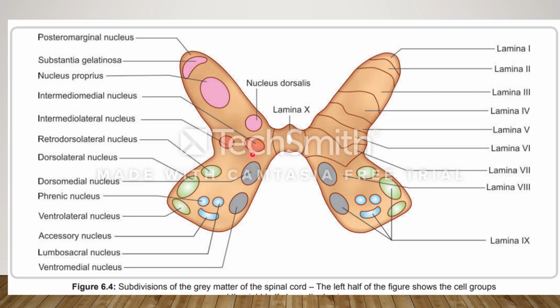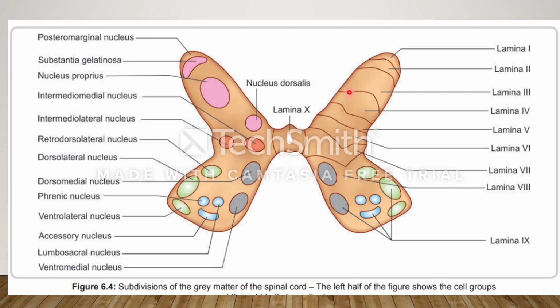The previous one is for the sympathetic fibers and the later one is for the parasympathetic fibers. This is the posterior gray column. Here we can see three nuclei: one is substantia gelatinosa, one is nucleus proprius, and one is nucleus dorsalis. And the fourth one is the visceral afferent nucleus.